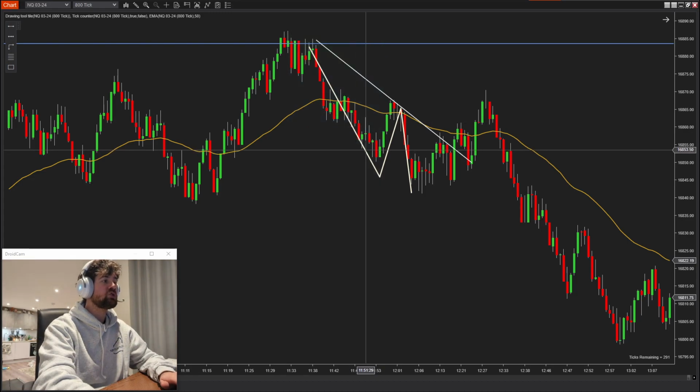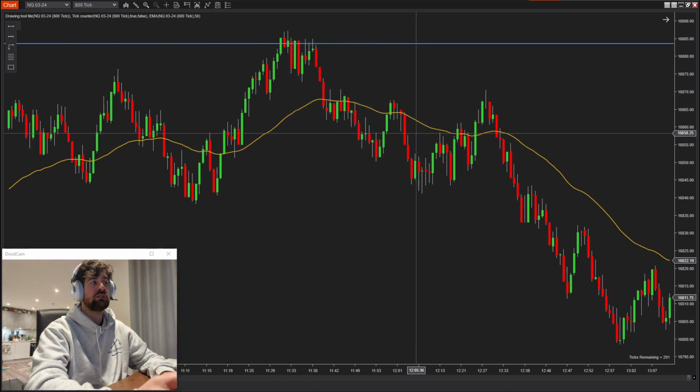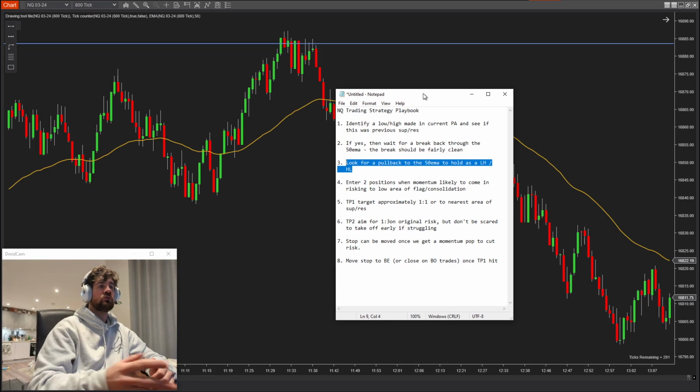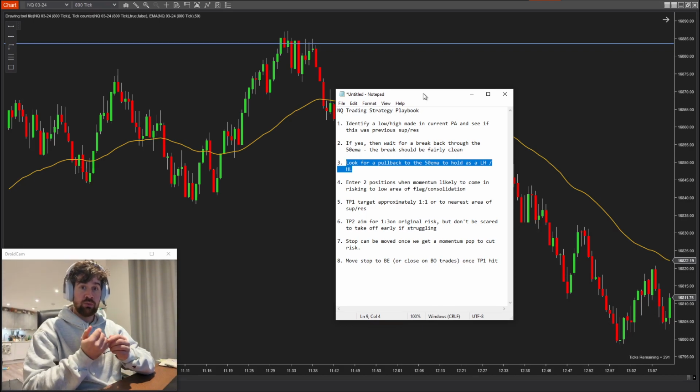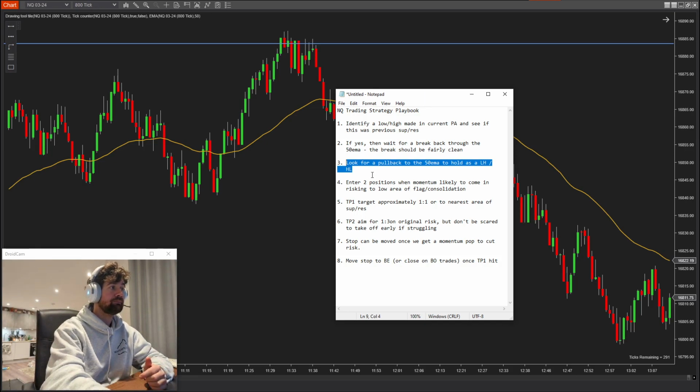Essentially, when you get that pullback, you get more sellers interested in the trade, which puts you in a better position than if you just trade a low breaking or just jump in the trade. So for me, I believe that waiting for that pullback, all you're doing is going, I've got the situation, which is important, and now I want to identify a good place to get in.